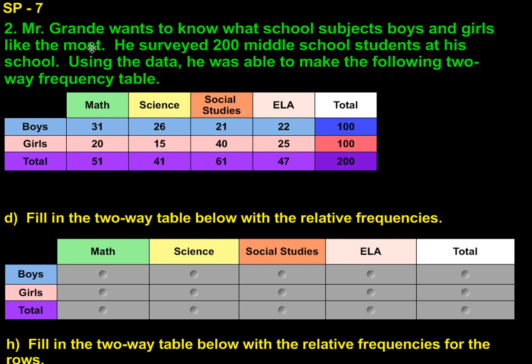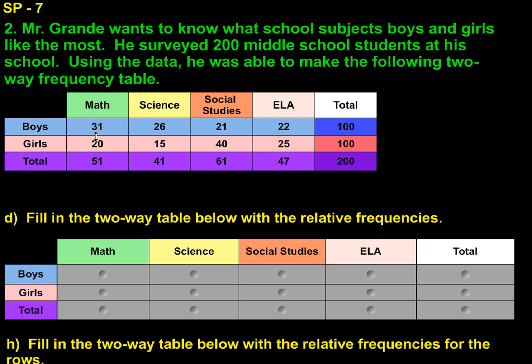For question number 2, it states, Mr. Grandy wants to know what school subjects boys and girls like most. He surveyed 200 middle school students at his school. Using the data, he was able to make the following two-way frequency table. And so you can see we have math, science, social studies, ELA. He has the amount of votes that each of these subjects got for boys, for girls.